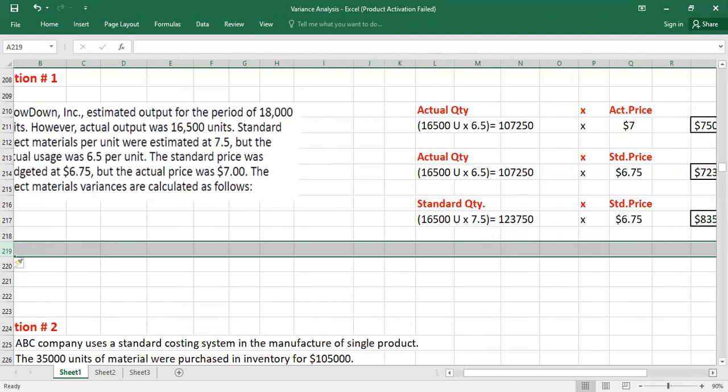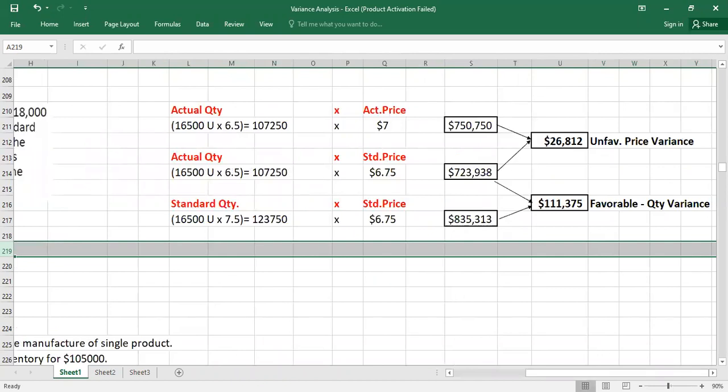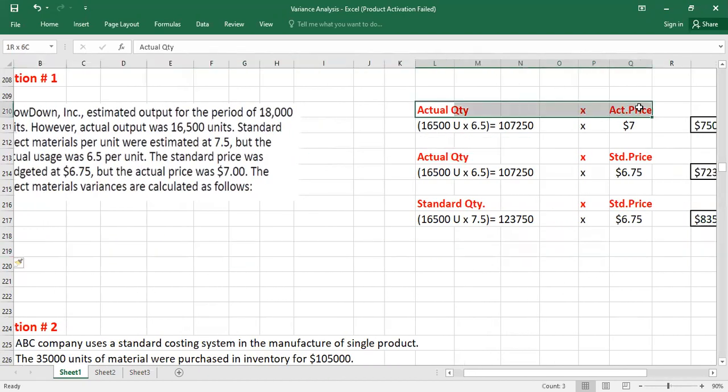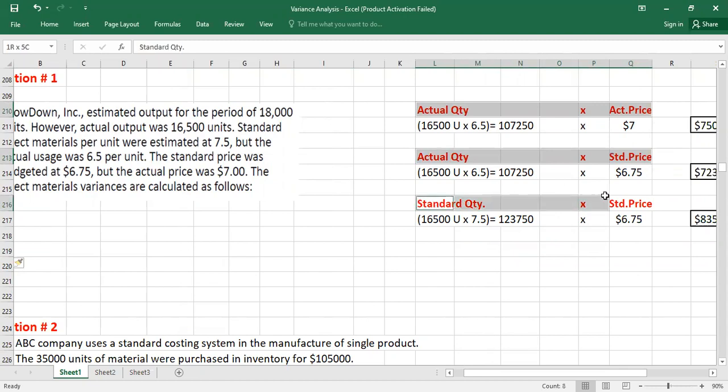Please focus with me. First of all, we will write those three lines. What are those three lines? First line is actual quantity multiplied by actual price. Second line is actual quantity multiplied by standard price, and the third line is standard quantity multiplied by standard price. Don't forget how to calculate the actual quantity.